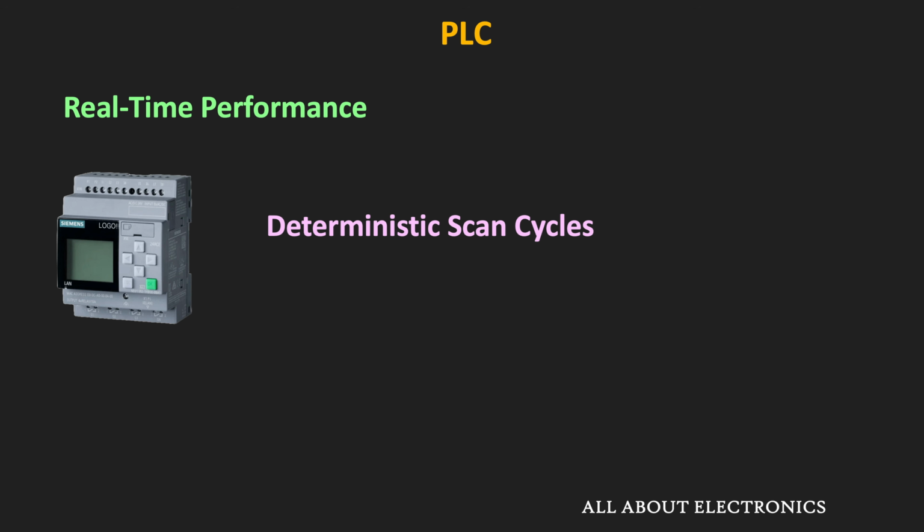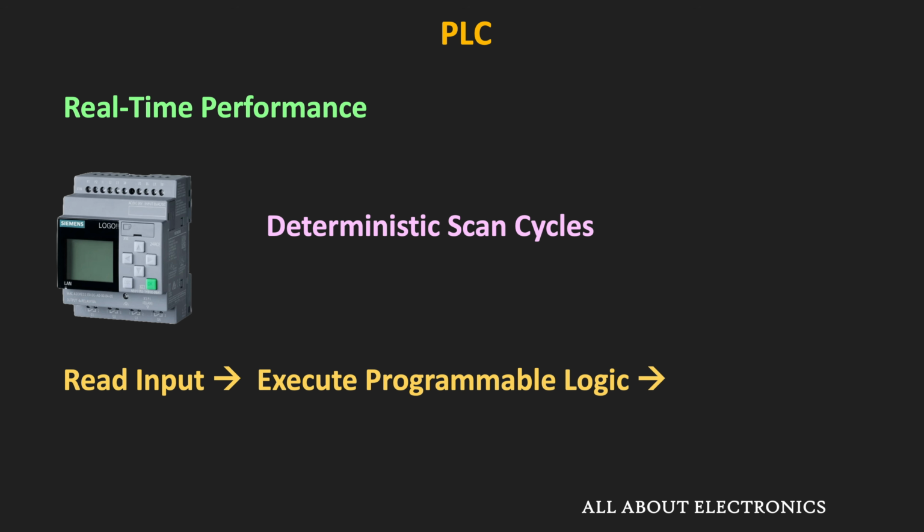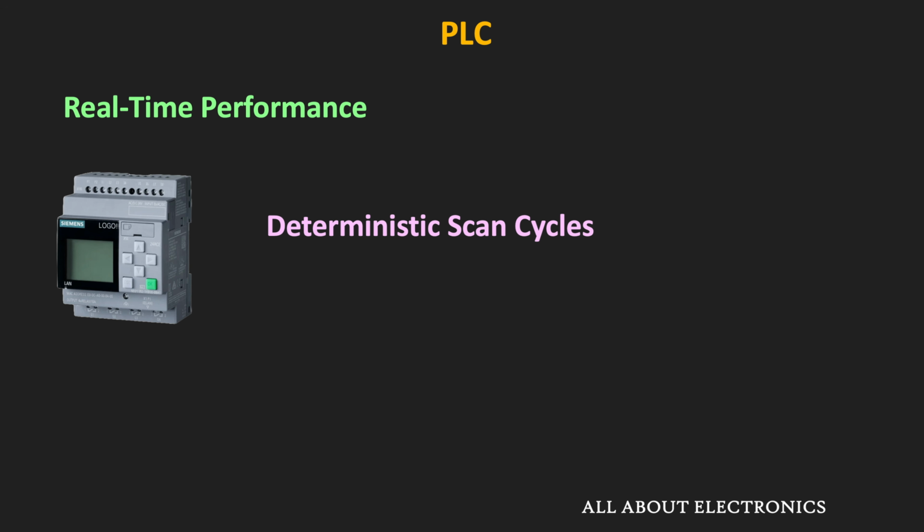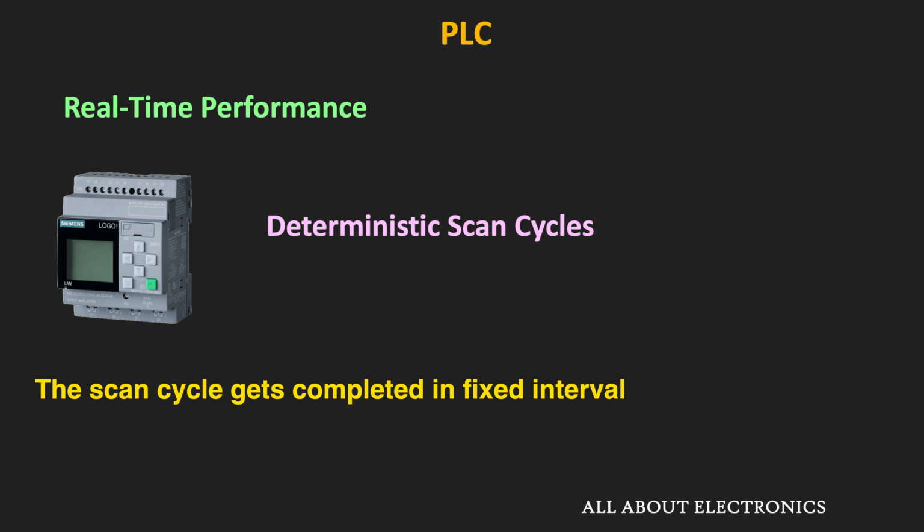So if you see one scan cycle of the PLC, it consists of the following steps. That is reading the inputs, executing the programmable logic, and then running diagnostics on the hardware for proper functioning. And after that, based on the input, it writes the output on the output module. So this one scan cycle consists of these four operations. For guaranteed real-time performance, in the PLCs, this one scan cycle gets completed in a fixed interval.